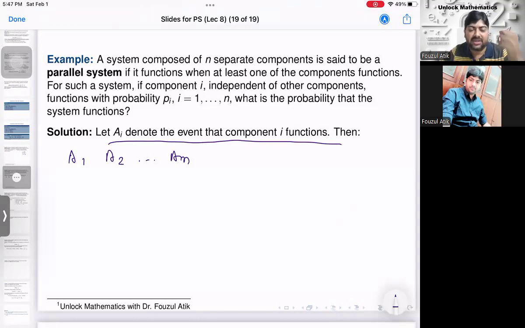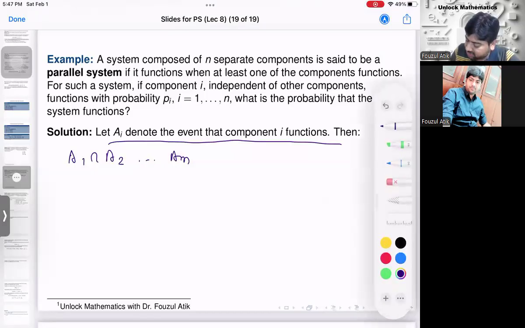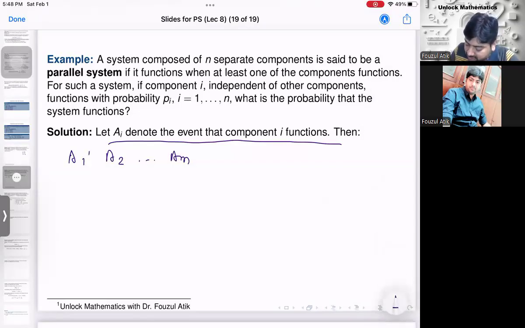Now at least one of them means at least one of the events happened. So what do we have to find? We have to find the probability of this event. Sorry, it's not intersection, it's union, because we need at least one. So it is A1 union A2 union up to AN. It means that at least one of the events A1, A2, up to AN happens, which basically says their union. So we have to find the probability of this.